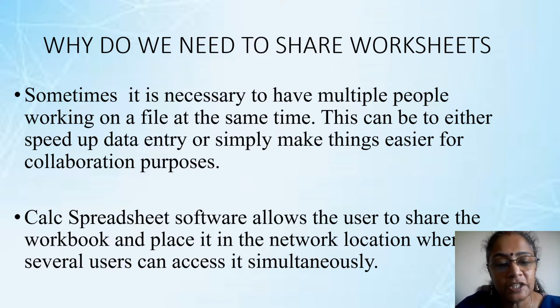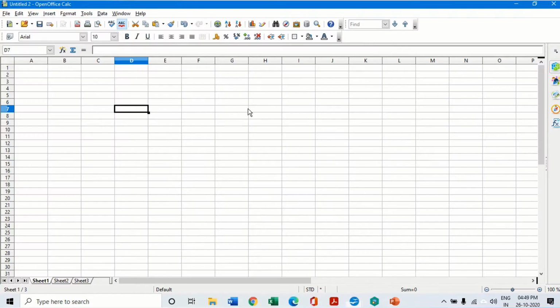Now Calc spreadsheet software allows multiple users to share the workbook and place it in a network solution where several users can access it simultaneously. So one file can be accessed by multiple people, and multiple people can work on it and use the same file at the same time. This is called sharing of a worksheet.